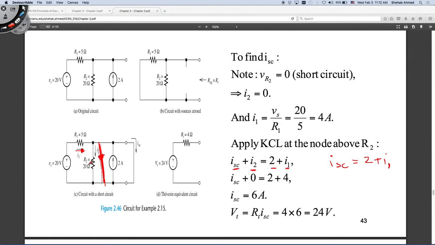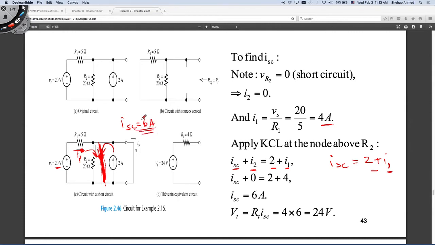I have a loop here where basically this resistance does not really exist anymore. It does not exist for me. And I have a closed loop here. I can basically say this voltage source divided by this resistance will tell me what the current is in this branch. So it's 20 volts divided by 5 ohms. It will give me the value for I1. This I1 is added to the 2 amps current source, and they are both pumping current into this short circuit that we have. Okay? So what did I find? I found my short circuit current equal to 6 amps.